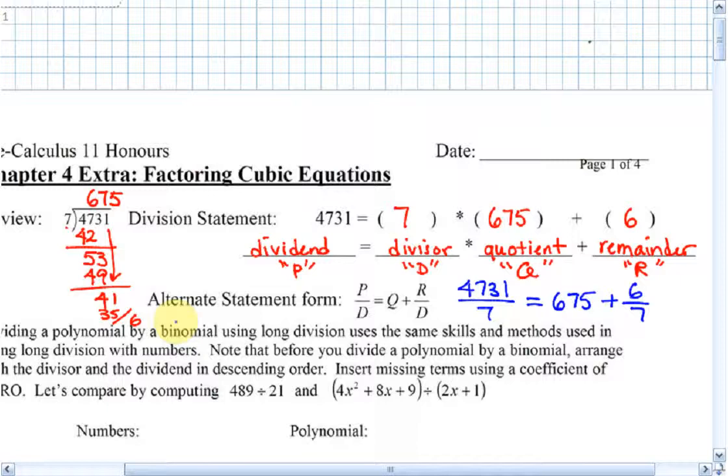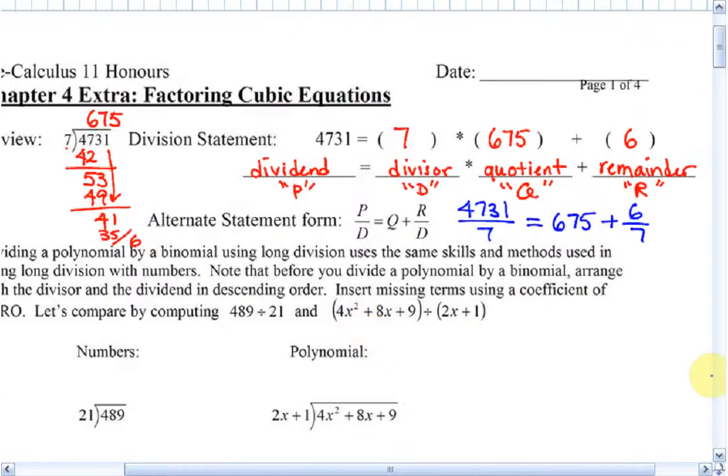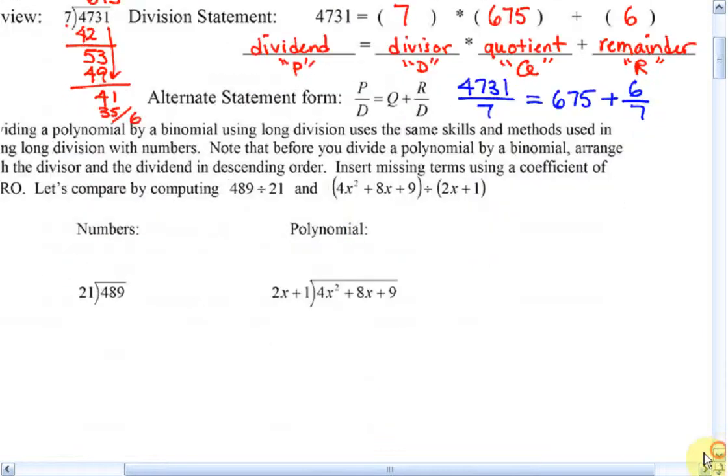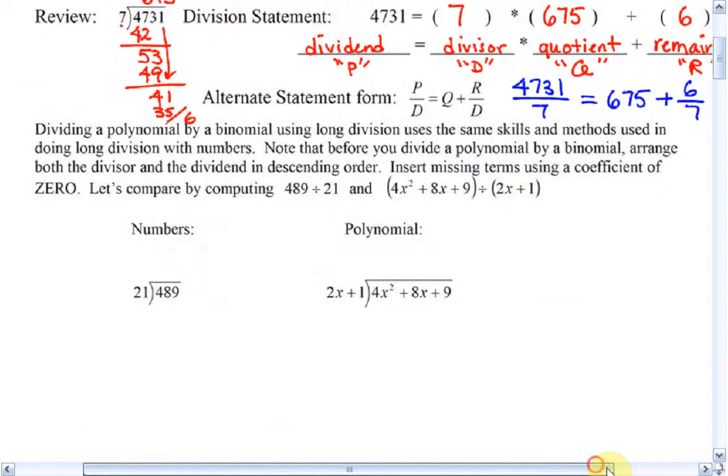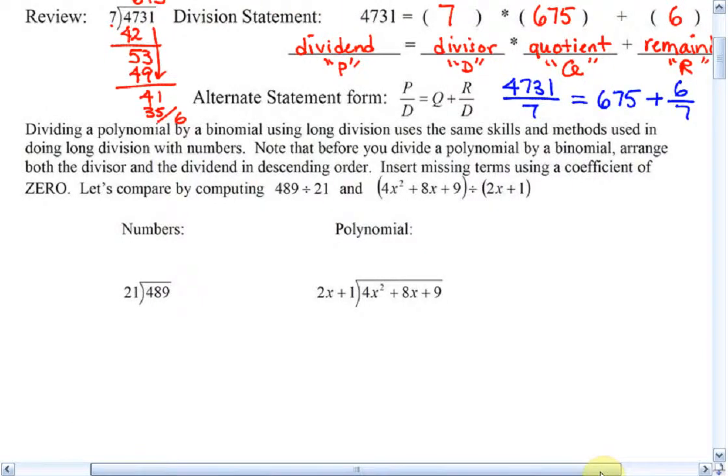So what I'd like to show you today, first of all, is how we can now use the same ideas to divide polynomials. Okay? So instead of doing numbers, we're going to now divide polynomials. And that's the first thing I want to show you today. Now the ideas are the same. So what I did was I picked two examples which were very similar. I hope you can see. 21 divided into 489. And instead of 21, I used 2x plus 1. And instead of 489, I used 4x squared plus 8x plus 9. So do you see how it's almost the same format? That will help us as I show you how to do these divisions.